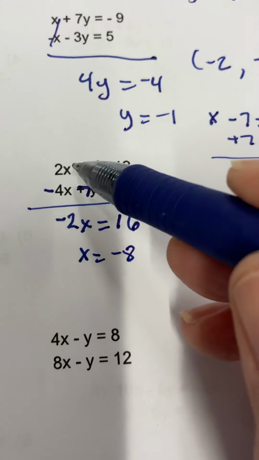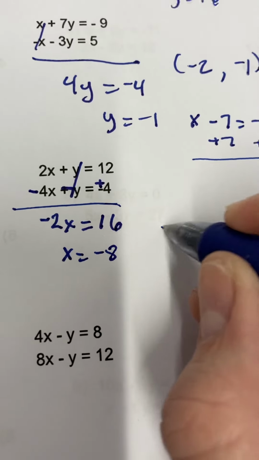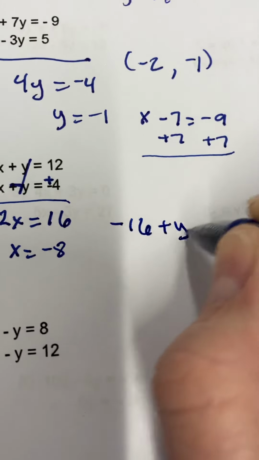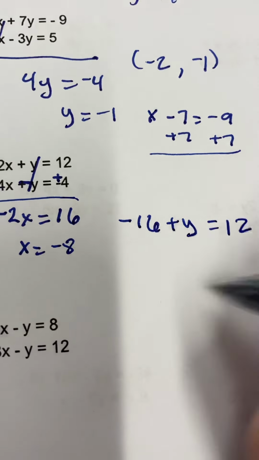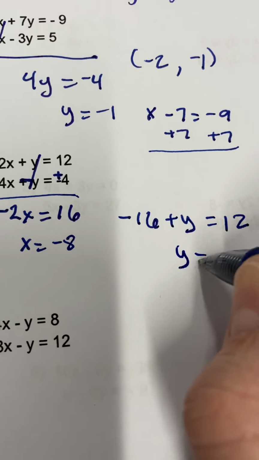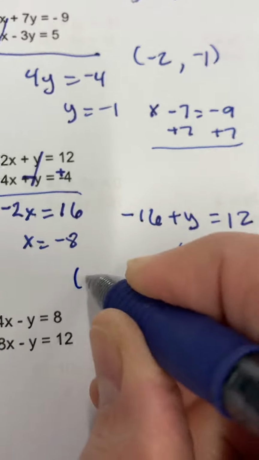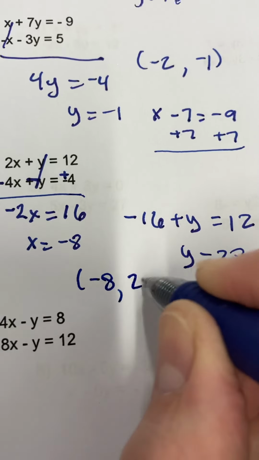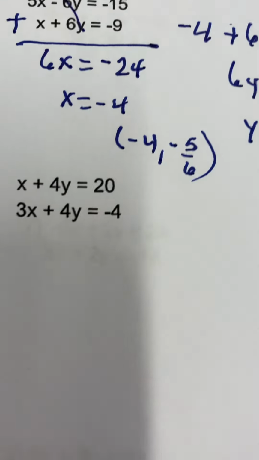So I'm going to put a -8 in place of this x up here. I get -16 plus y is equal to 12. Add the 16 over, I get y to equal 28. So I have -8 and 28 as my finished answer.